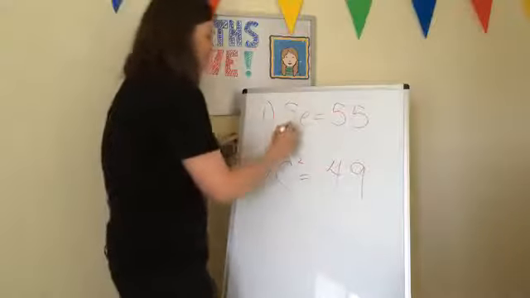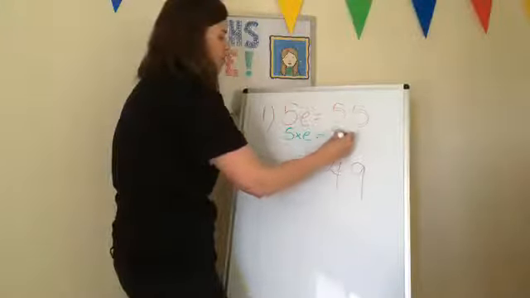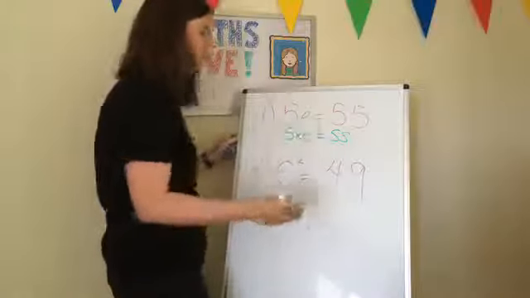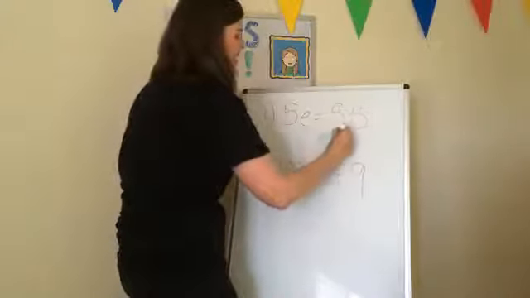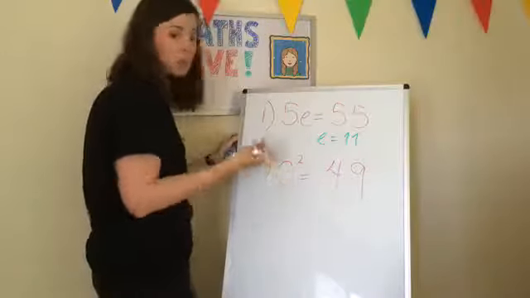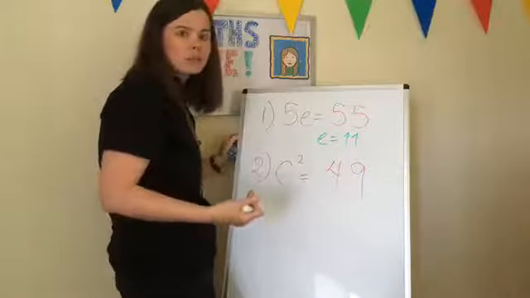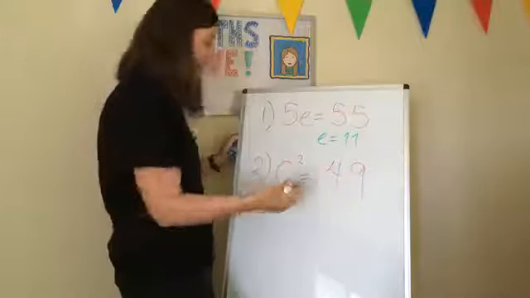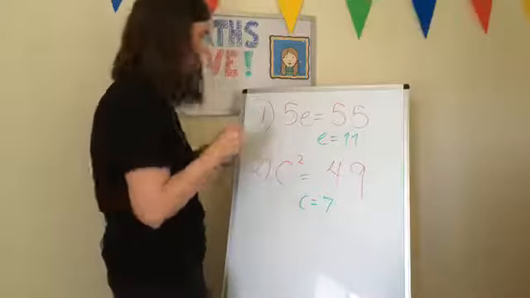So this is 5 times E is 55. So what do you times 5 by to make 55? So E is 11. Well done. And then C squared, so a number squared is 49. So knowing our times tables, what is that? It's easy, it's 7. 7 sevens are 49. Well done.